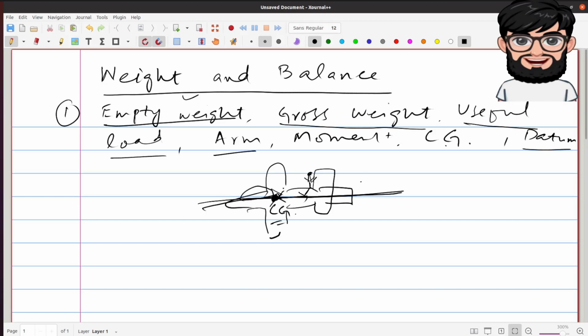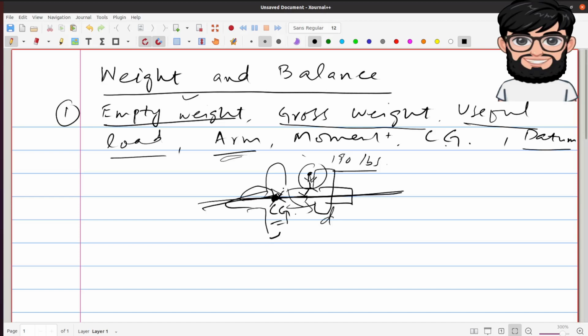Okay, the moment is the product of the weight of an item multiplied by its arm. So if that man weighs, let's say, 190 pounds, that multiplied by the distance in the arm, which would be this distance, right? That would be known as moment.